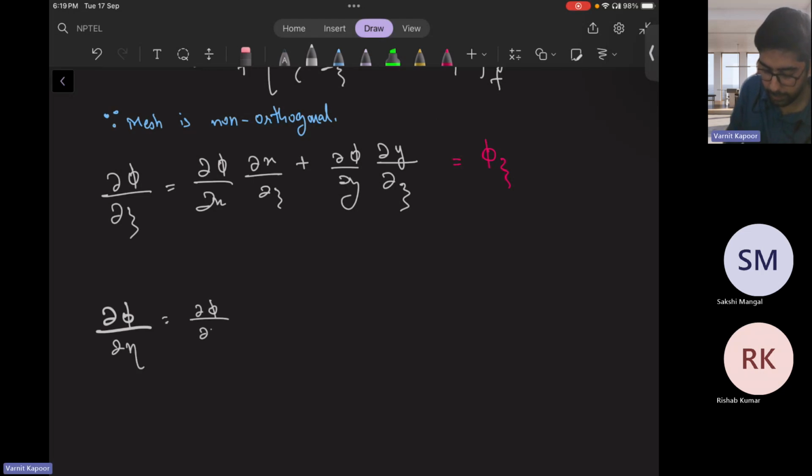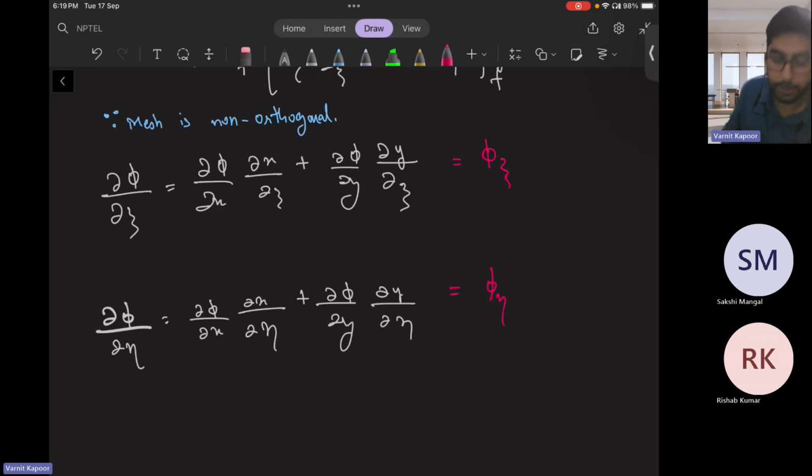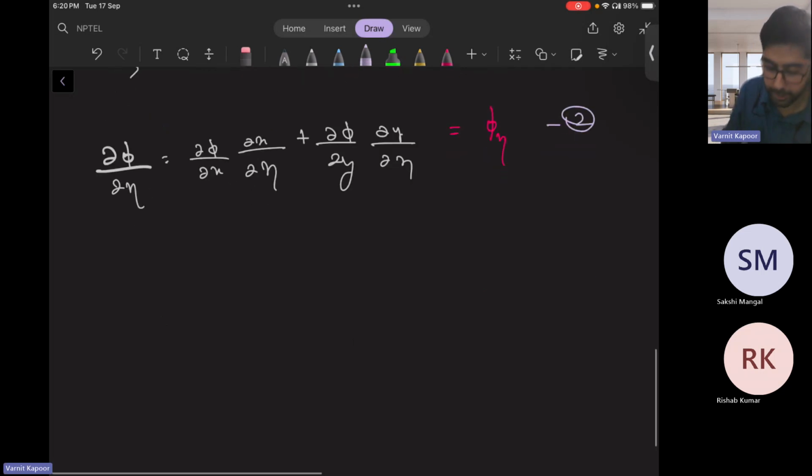That is ∂φ/∂x · ∂x/∂η + ∂φ/∂y · ∂y/∂η. Now I can write this as φ of η. Okay. Now we have these two equations, equation 1 and equation 2. I'll apply an operation: 1 into y_η minus 2 into y_ζ. Okay. Let us see what will happen.